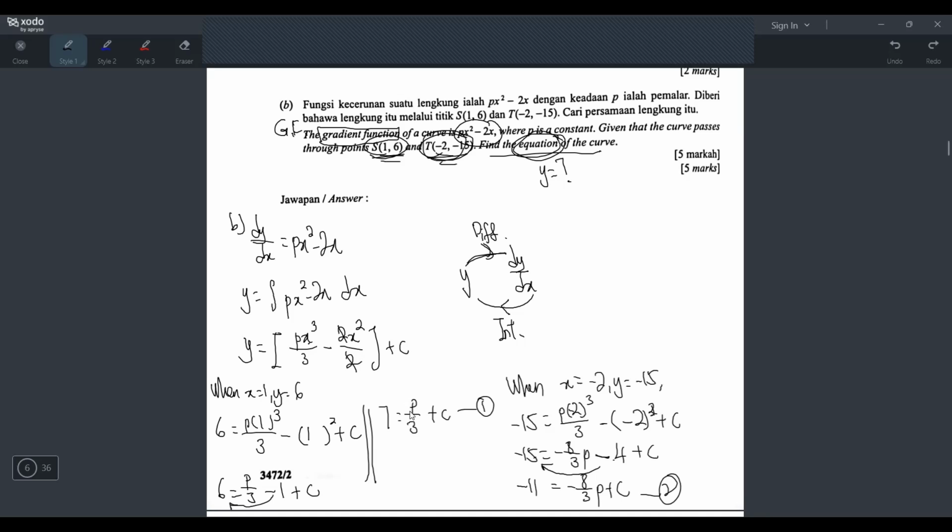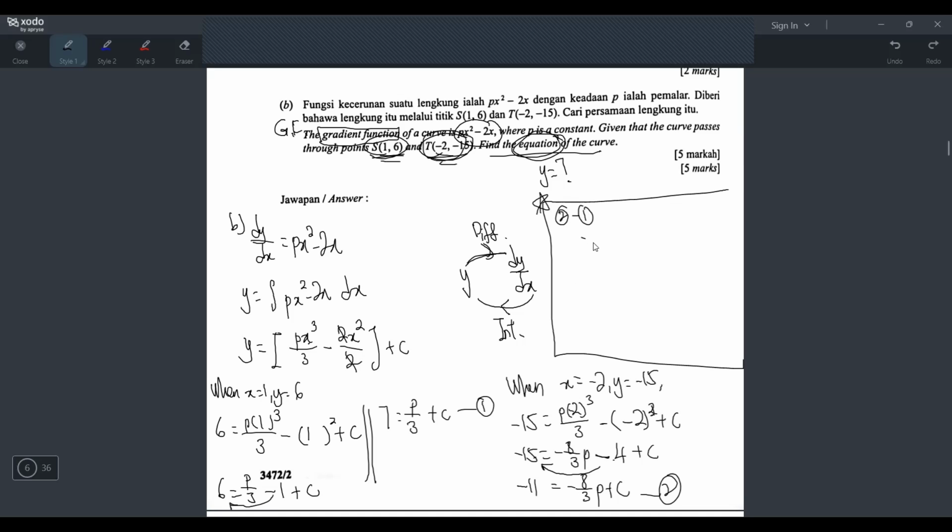Okay, but I'm gonna use penghapusan, and the reason is because the C and the C already have the same coefficient. Means dia sudah ada kali sama. So I can straight away just take equation 2 minus equation 1 to hapuskan C already. So I don't have enough space, so I will continue here. So I will just straight away do equation 2 minus equation 1.